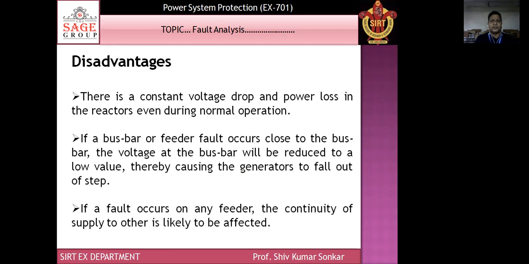Disadvantage: there is a constant voltage drop and power loss in the reactors during normal operation. If a bus bar or feeder fault occurs close to the bus bar, the voltage at the bus bar will reduce to a low value, thereby causing the generator to fall out of step. If the fault occurs on any feeder, the continuity of supply to the others is likely to be affected.